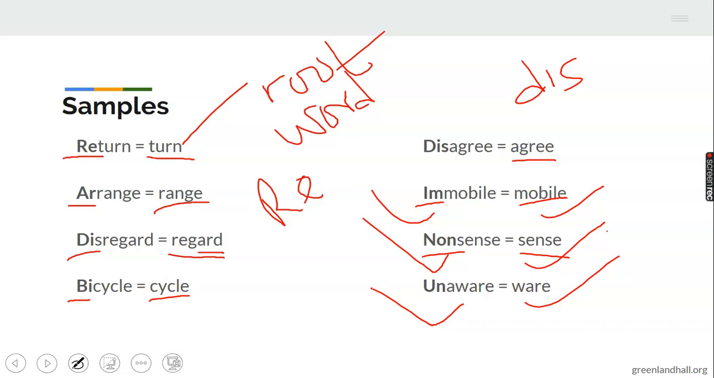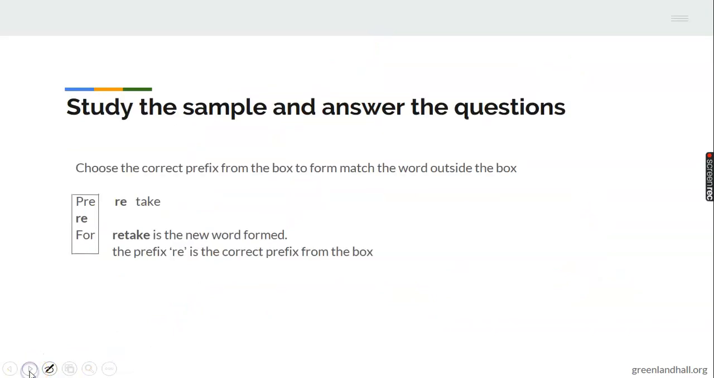But every word you form should make sense. For example, turn and return, it makes sense. Range and arrange, it makes sense. They are words that have meaning. So we should not bring words that don't have meaning. Words that have meaning. All right. So now this is an example for you.